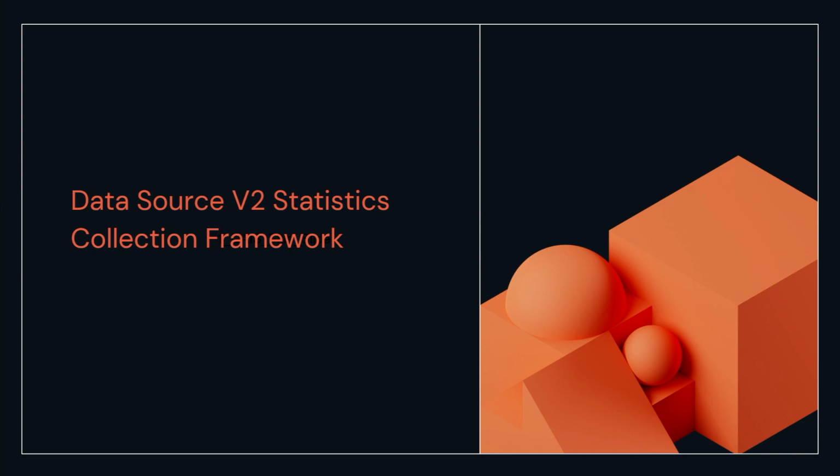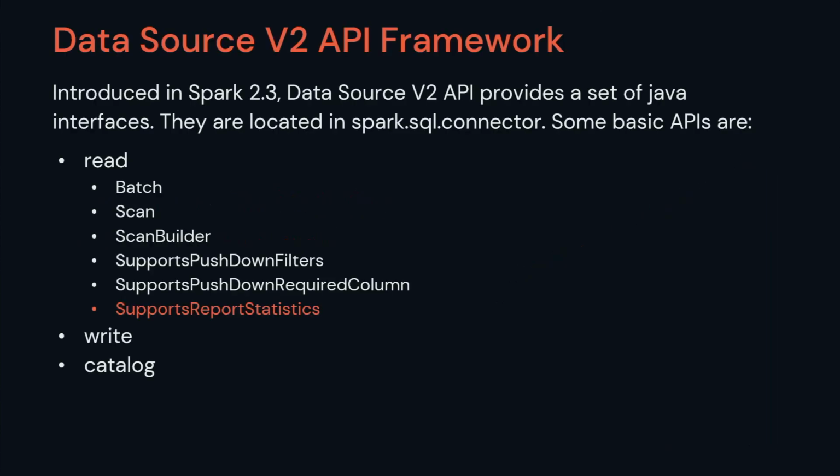I will show you the data source V2 API framework and how we improve the data source V2 API to support cost-based optimization. This slide shows the data source V2 API framework. The data source V2 API was introduced in Spark 2.3. It has a bunch of Java interfaces. These Java interfaces are located in Spark SQL connector packages. I listed some of the basic API here.